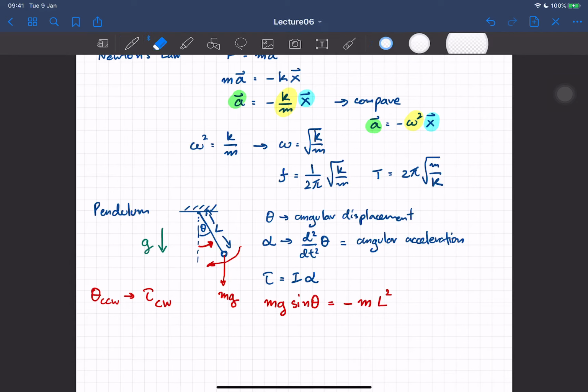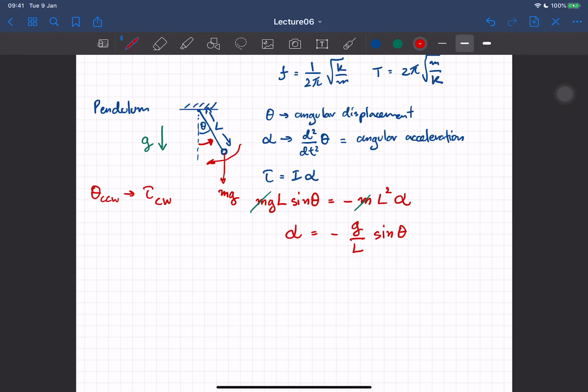Oh, and actually I forgot. Torque is mg, and you also need to multiply by L. Because torque is force times distance, so mg alone is just the force. So you need L here also. And then times alpha, which is the angular acceleration. So you can see that m cancels out. So you have alpha equal to minus g over L times sine theta, like this.